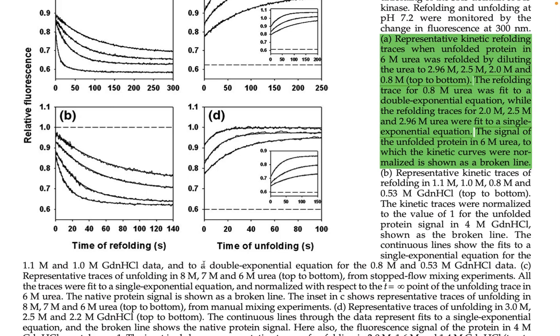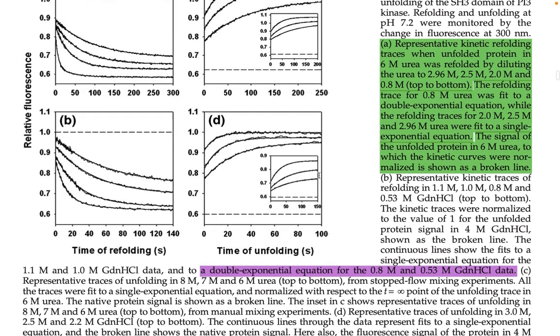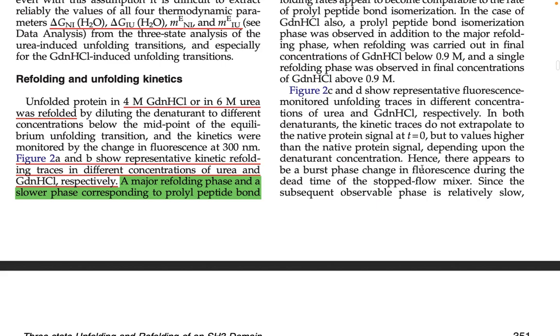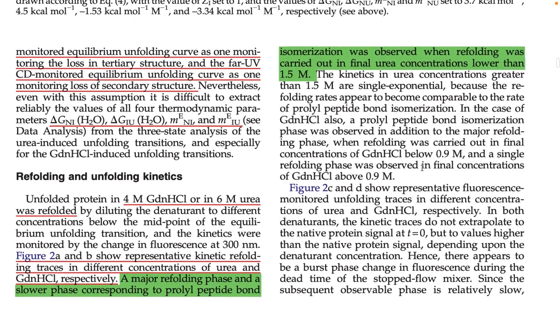As you see, when the concentration of denaturant is low, then one more exponential phase is evident. It has been discussed here that the kinetics at urea concentration greater than 1.5 molar are single exponential because the refolding rates appear to become comparable to the rate of prolyl peptide bond isomerization.